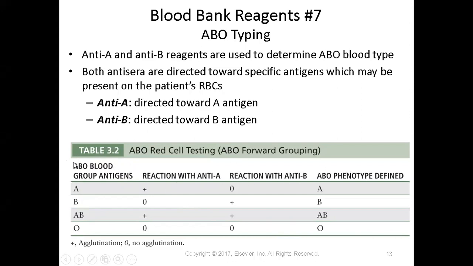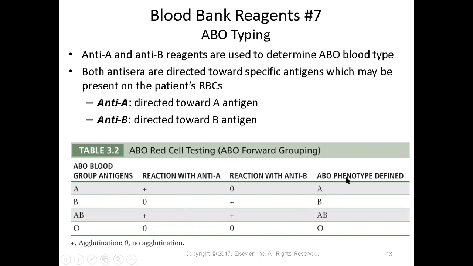When we have an individual that has the A antigen, we should see an agglutination reaction with the antibody against A, because remember, this anti-A is going to find its target, A antigen, and we're going to see the agglutination in the tube. If the person does not have B antigen, and only A, we wouldn't see any reaction with antibody against B. And so the phenotype would be type A.